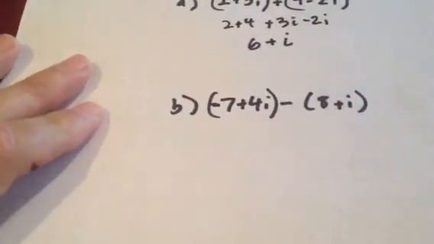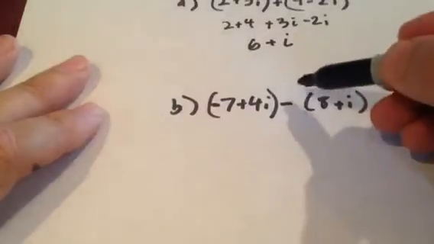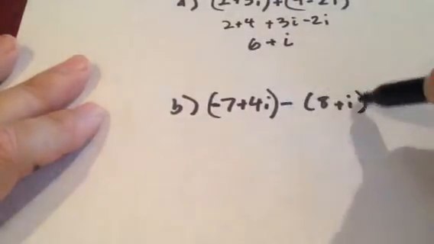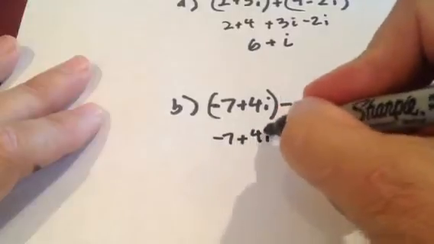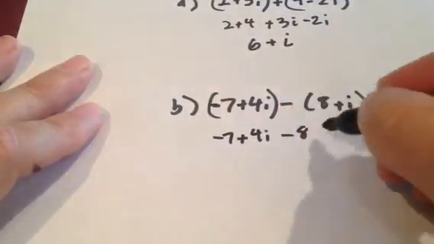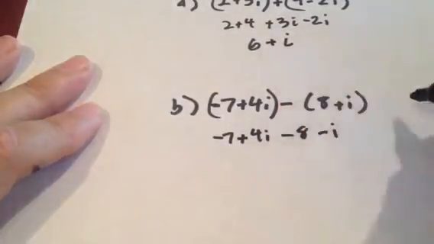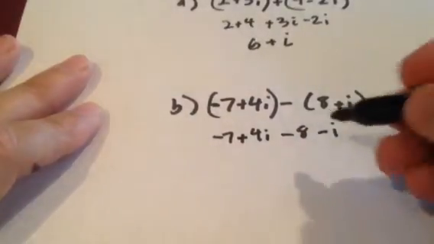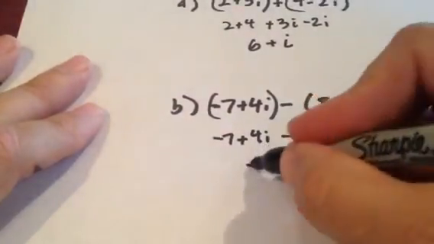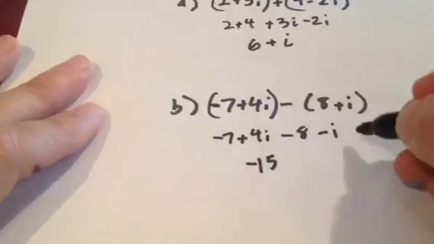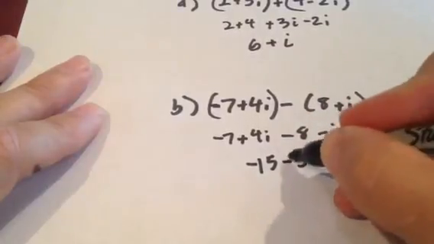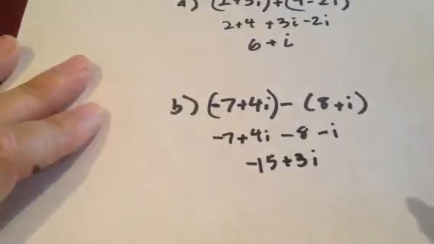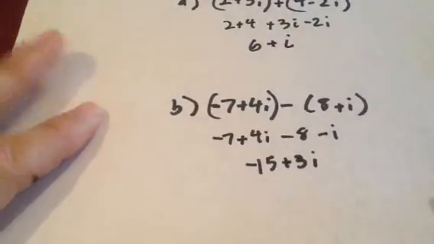This one right here, same thing. The only trick here is some people forget that the minus affects everything in there. So I'm actually doing -8 and then a minus i. That negative gets distributed and flips all the signs inside there. Otherwise, it's the same process. -7 and -8 is -15, and 4i and negative i is positive 3i, and in that case my notes are correct. Moving on.